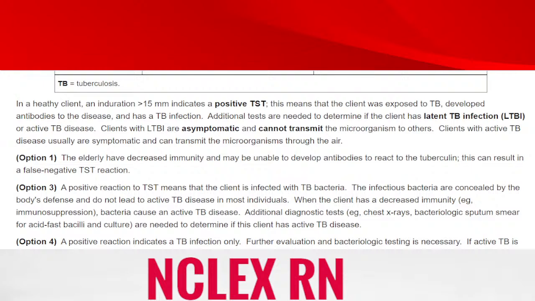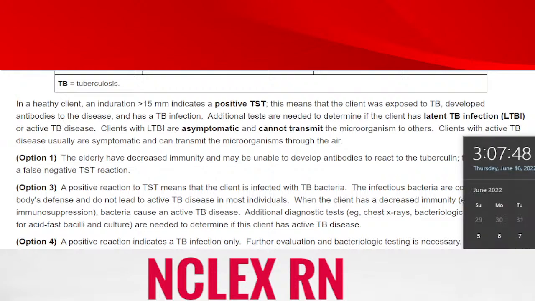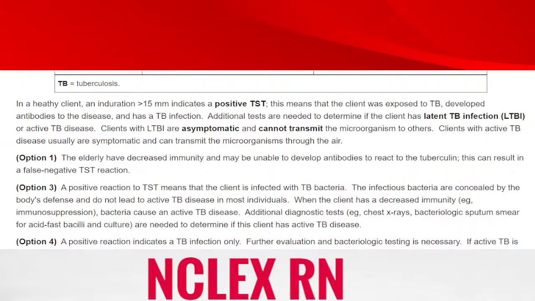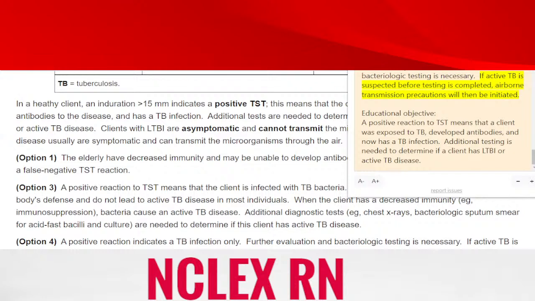When the client has a decreased immunity, e.g., immunosuppression, bacteria cause an active TB disease. Additional diagnostic tests, e.g., chest X-rays, bacteriologic sputum smear for acid-fast bacilli in culture, are needed to determine if this client has active TB disease. Option 4. A positive reaction indicates a TB infection only. Further evaluation and bacteriologic testing is necessary. If active TB is suspected before testing is completed, airborne transmission precautions will then be initiated.